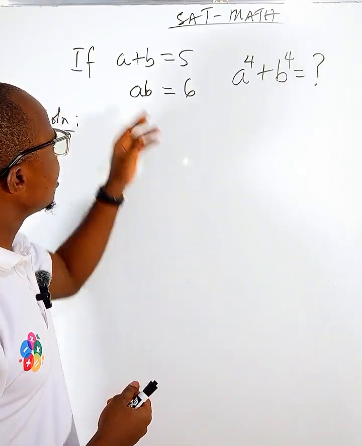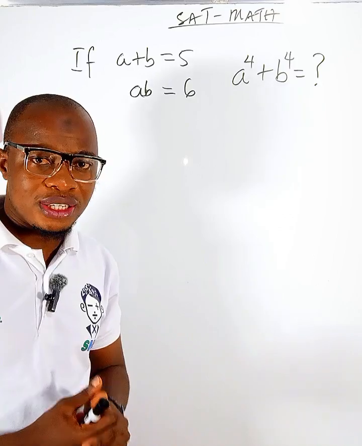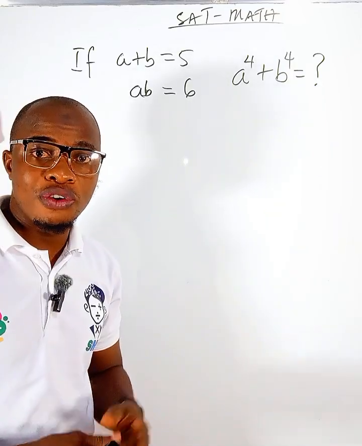This is SAT math. If a plus b equals 5 and ab is 6, then a to the power of 4 plus b to the power of 4 will give us what?